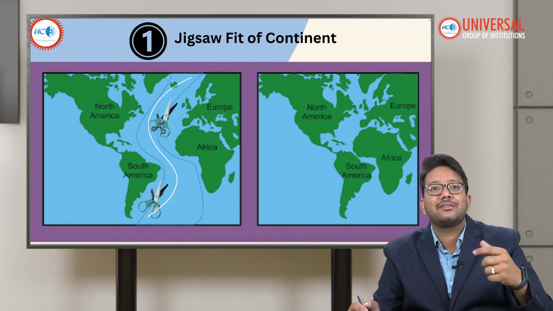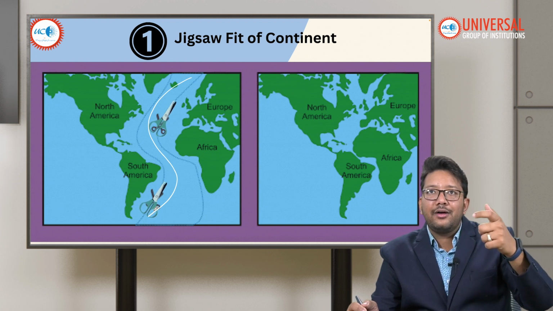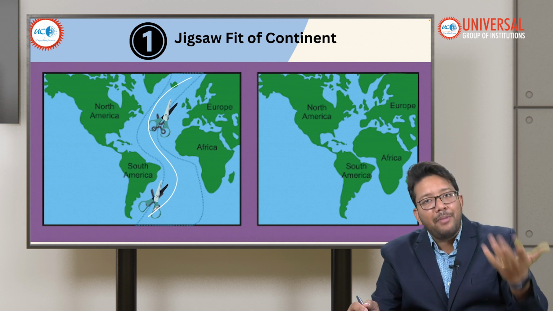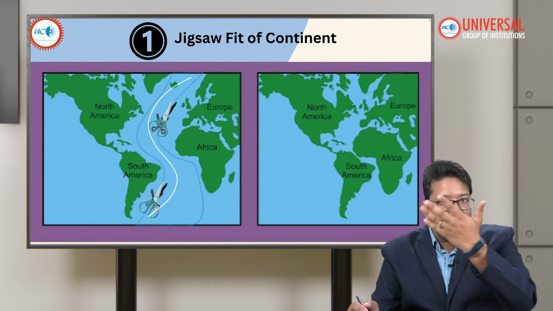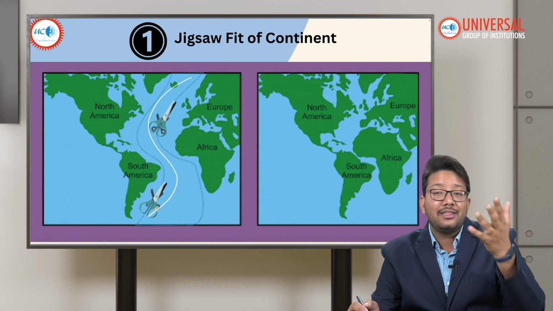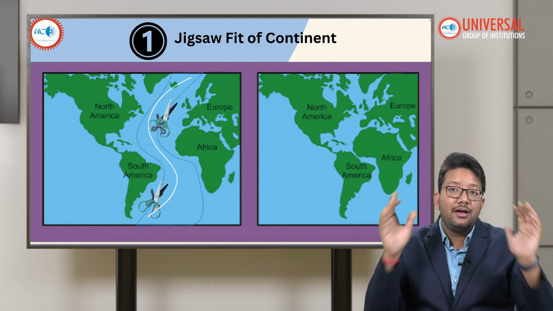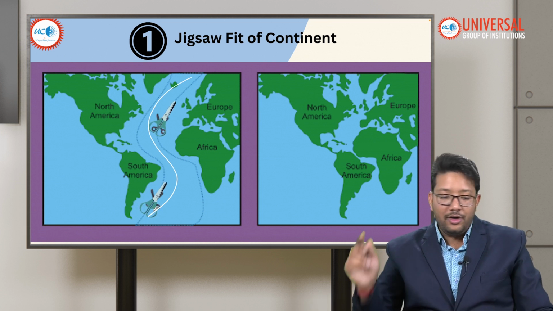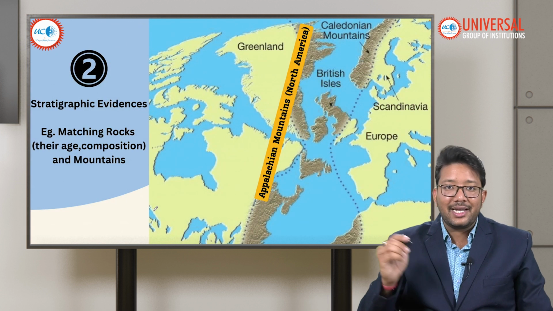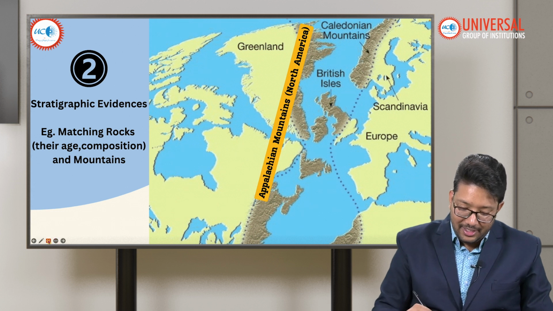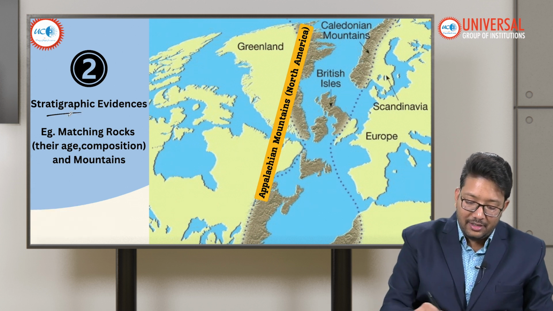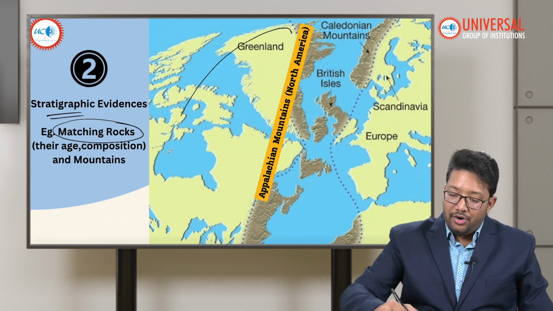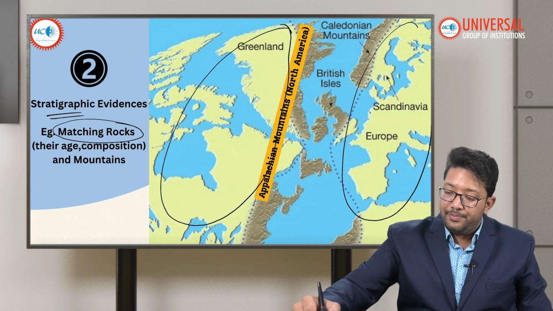His theory is relevant. Yes, some evidence, like plate tectonics and geomagnetism, he didn't tell about, but it was his first attempt, anybody's first attempt to prove that the continents were earlier one, not the 7 different ones as we see today. The first one is jigsaw fit, the second one is stratigraphic. Stratigraphic means matching rocks. Strati means rocks. He told that this is our North America and this is our Europe.